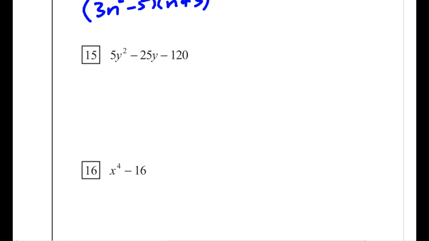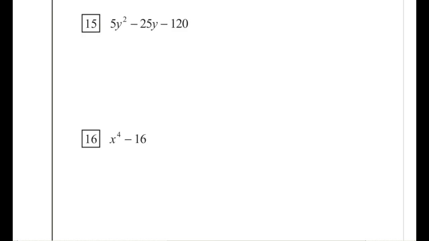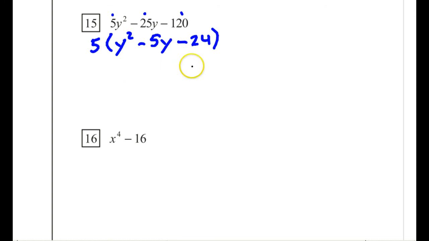Keep on going. Number 15, check for a GCF. Pretty clearly you see they're all multiples of 5, so let's take out a 5. Okay, 5 goes into 120, 24 times. Okay, so we're going to try to factor this trinomial. Just go ahead and write out your answer like this, bring down that 5, and we'll get our answer and put it in here. You just don't want to forget that 5.